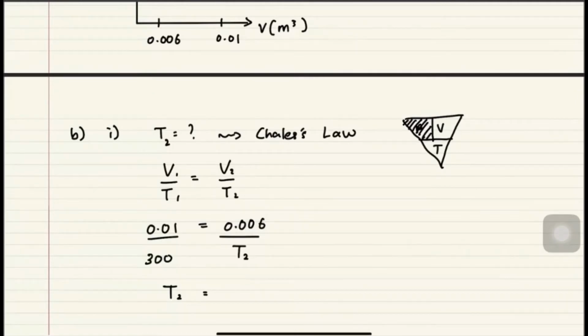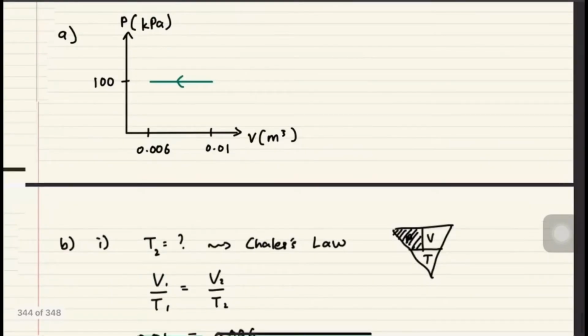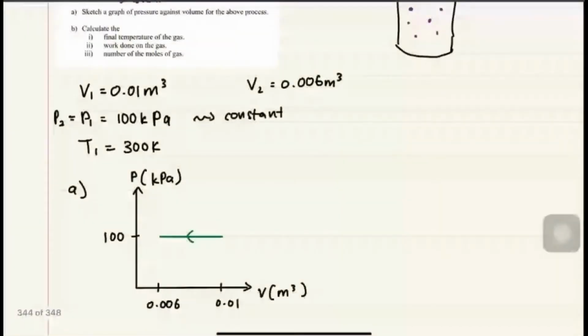How much you get? Temperature. 180 Kelvin. 180. Okay, very good. 180 Kelvin. Okay. So, macam mana kamu nak tahu kamu kena pakai benda ni? Kalau dia suruh cari macam work done, most likely you have to apply yang chapter ni punya formula. But if they ask you to find something else, most likely you have to apply previous chapter.